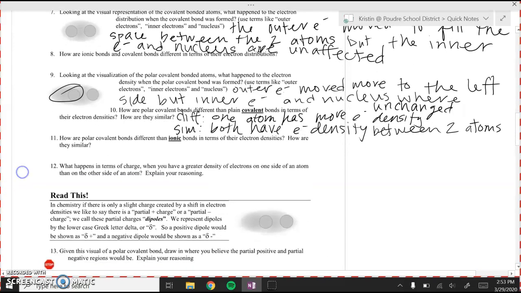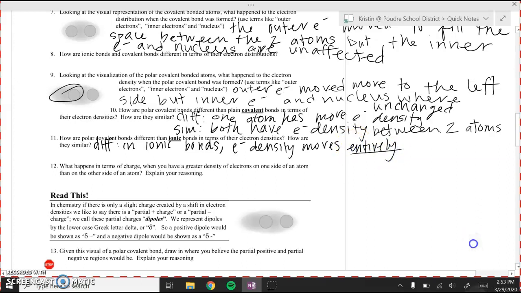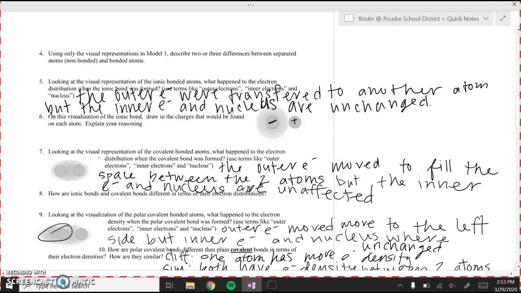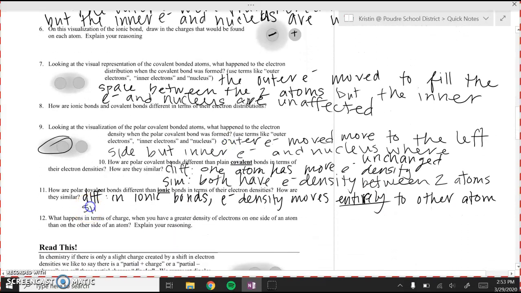All right. How are polar covalent different and similar to ionic bonds? So they're different because in ionic bonds, electron density moves entirely to the other atom. But they're similar because they're not sharing electrons equally.